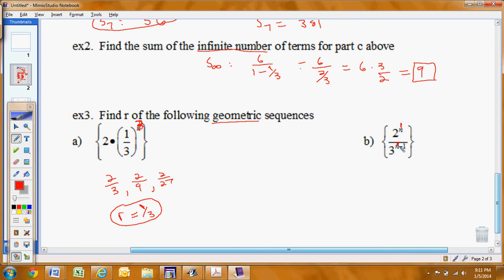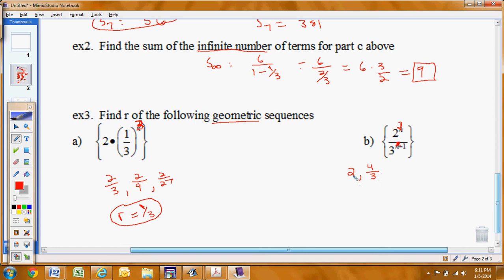Everybody in unison. There's nobody here, so yeah, I'm talking to myself, but 3 to the 0 power, or anything to the 0 power, is 1. So I end up with 2 over 1, so the first term is 2. To find the second term, I plug 2 in there. 2 to the second power is 4. 2 minus 1 is 1. 3 to the first is 3. So 4 over 3, which is 4/3.